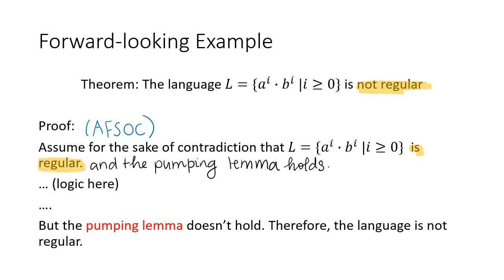Okay, so hopefully this points out the parts that we care about for that proof by contradiction and gives you a skeleton structure for what we're going to see later.